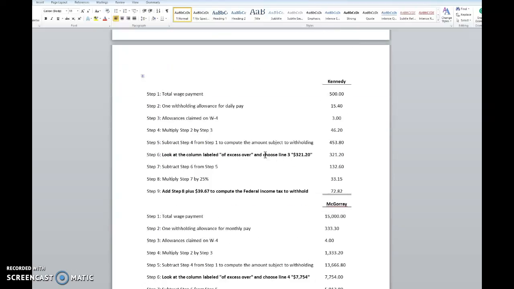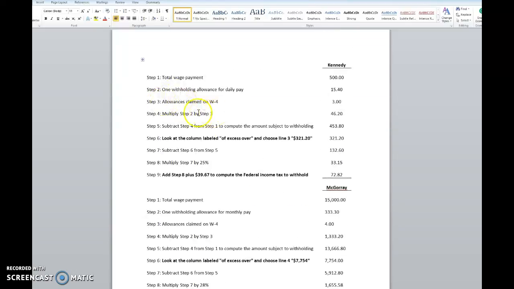On Kennedy, you would do the exact same thing. The allowance claimed on his W-4 is 3. He gets paid daily, so we're going to multiply step 2 by step 3, so $154 multiplied by 3 is $462.00. We're going to subtract 500 from the $46.20. We get $453.80. We're going to look at the column labeled excess over and choose line 3.